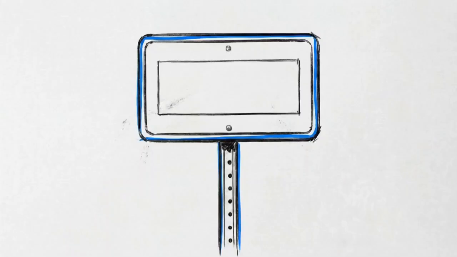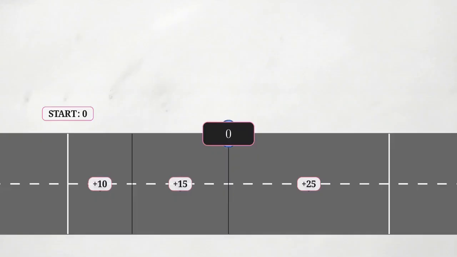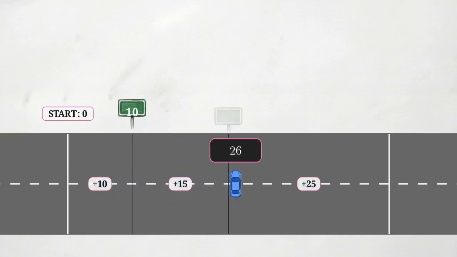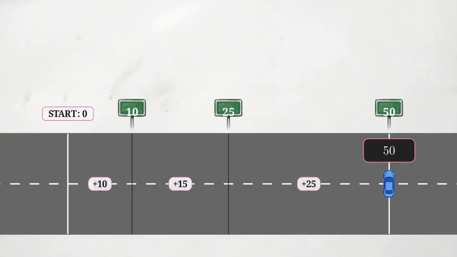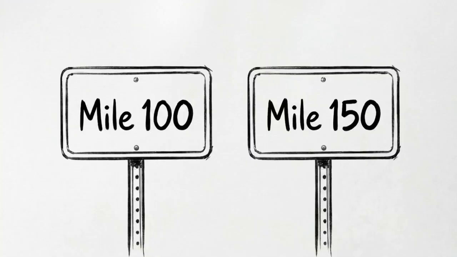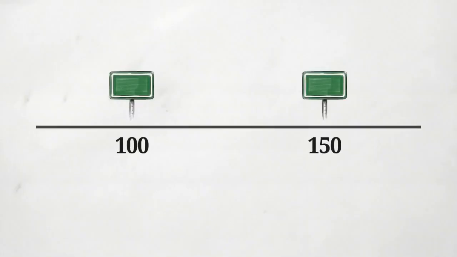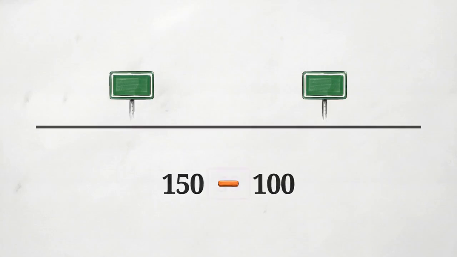Real highways solved this long ago with mile markers. Instead of measuring the distance from the last gas station, a mile marker shows a running tally of the total distance from the very beginning of the road. Because you have that running tally, you never have to add up the spaces in between. To find the distance between any two markers, you just take the larger number and subtract the smaller one.